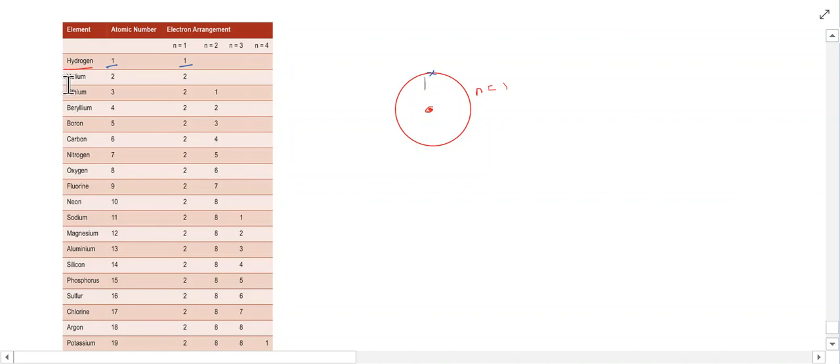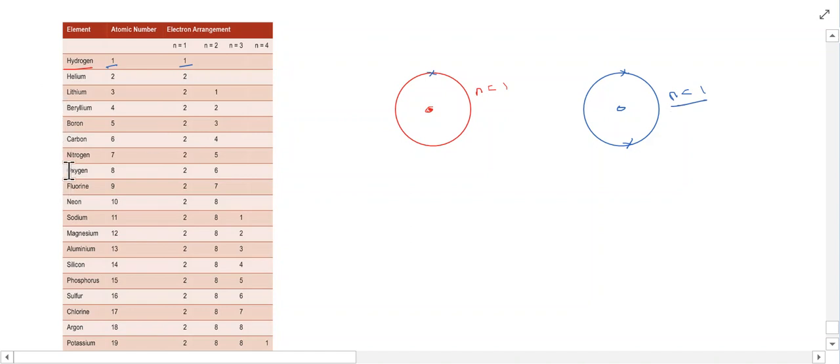If we have a look at helium, imagine we have this n is equal to 1, this is our energy level. That's the nucleus, and helium has 2 electrons, so they will hang out here. So the capacity for n is equal to 1, the first energy level, is that it's at full capacity. It can only store 2 electrons.